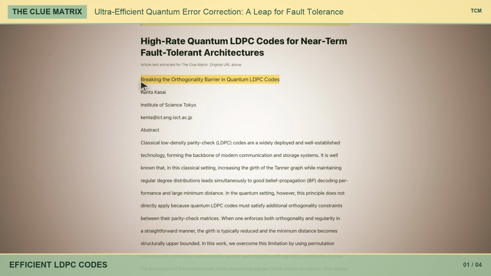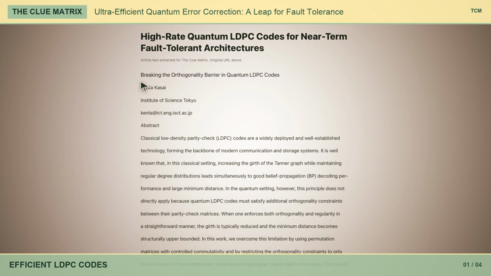Indeed, this work is tackling a fundamental hurdle in quantum low-density parity check codes. They're trying to achieve the kind of efficiency and performance classical LDPC codes offer, but the quantum world adds a layer of complexity: orthogonality constraints.